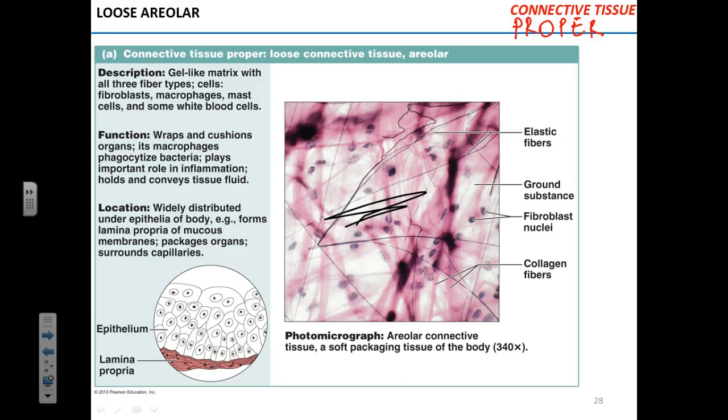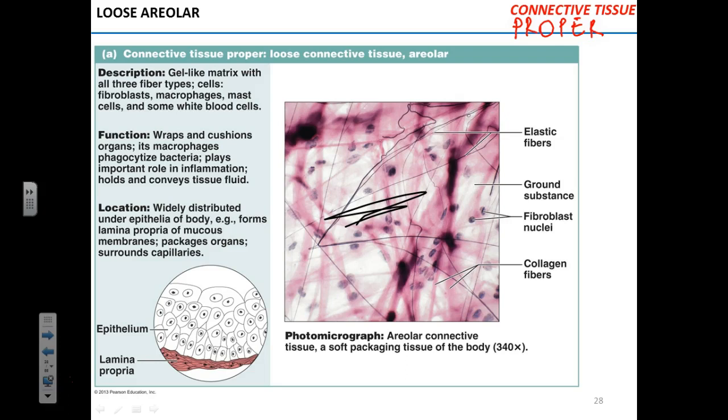So there is a connective tissue proper, and we're going to talk about connective tissue proper first. There are two subtypes of connective tissue proper: loose and dense. Do you follow me so far? And there are three types of each. Three types of loose connective tissue proper and three types of dense.